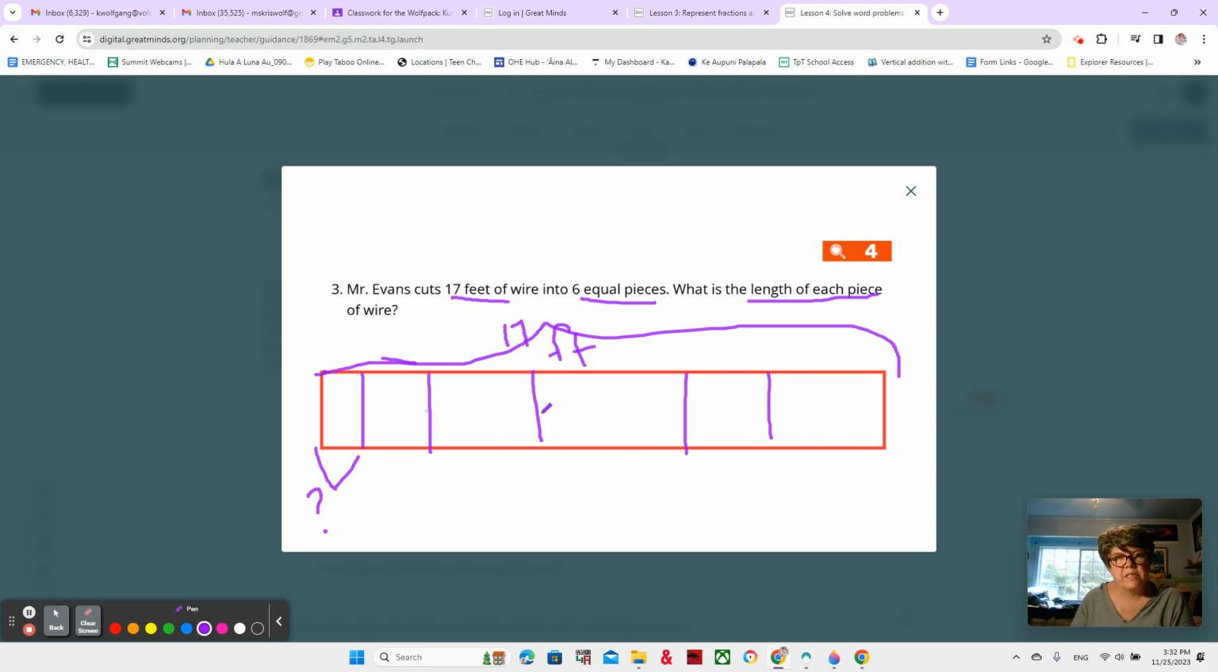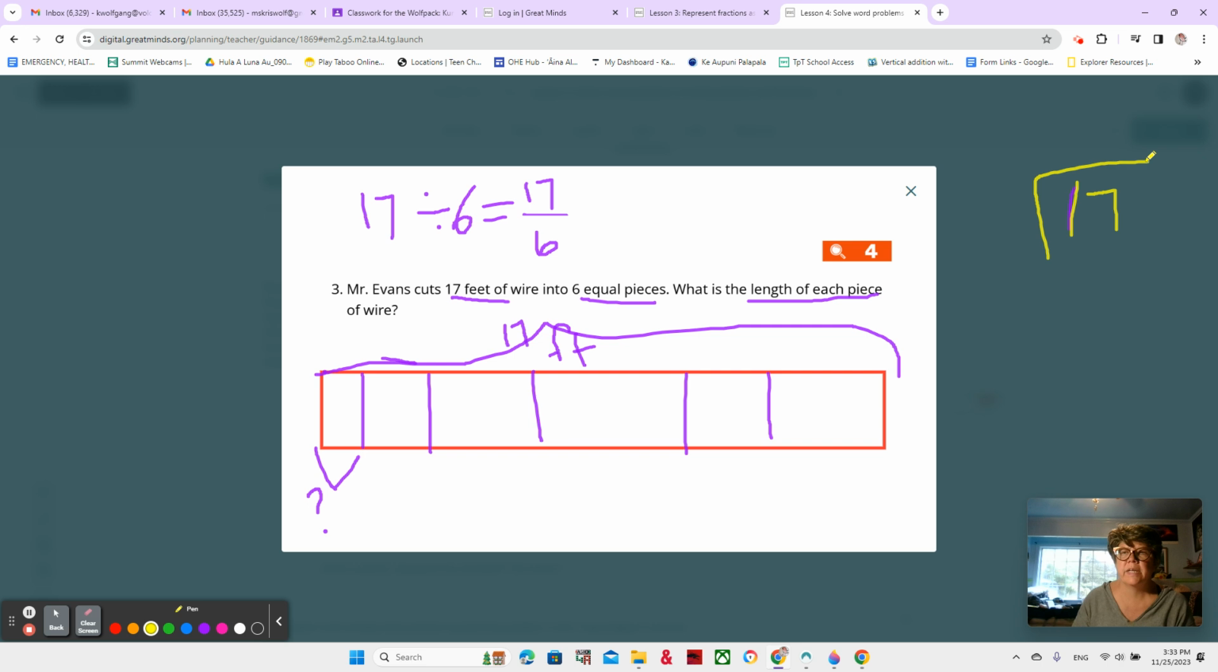So 17 divided by 6. And a division problem is a fraction, and a fraction is a division problem. So 17 sixths. 17 sixths. How much is that? We're going to have to do vertical form. Oh, I could do it over there. Let's see. Maybe if I use yellow.